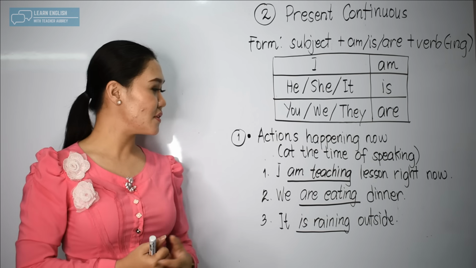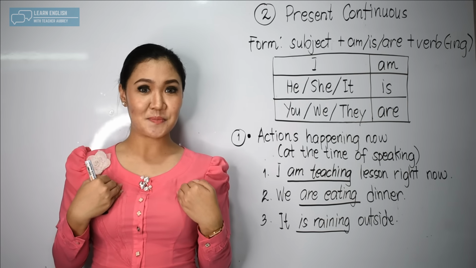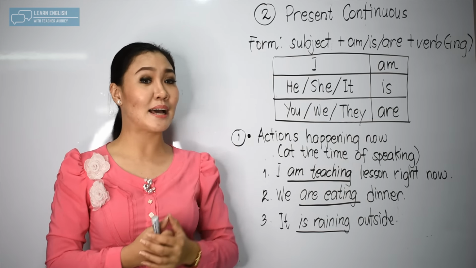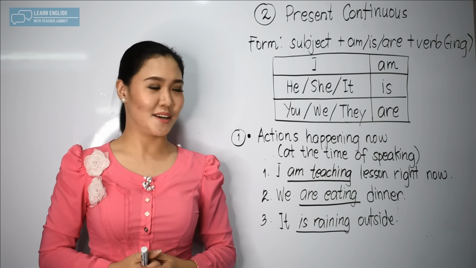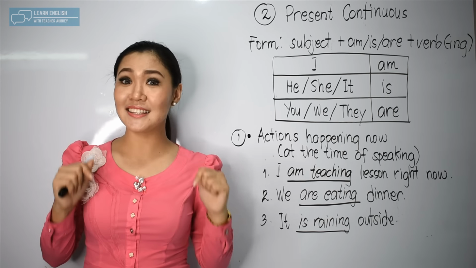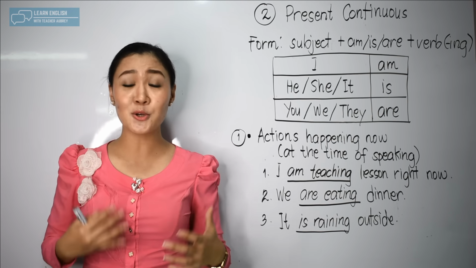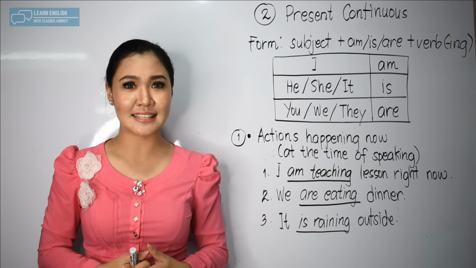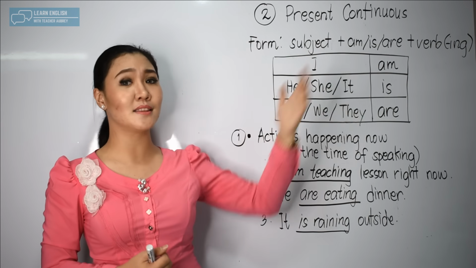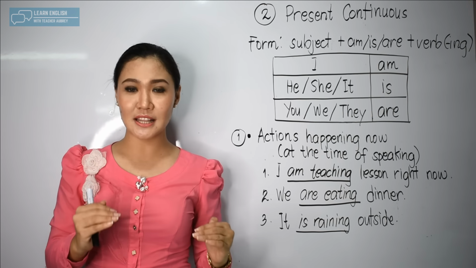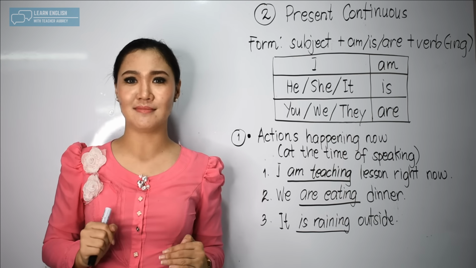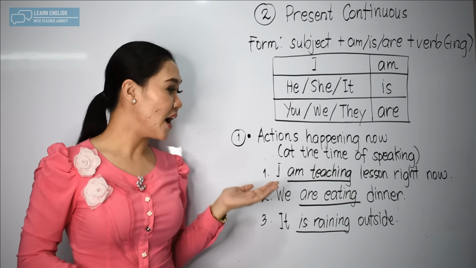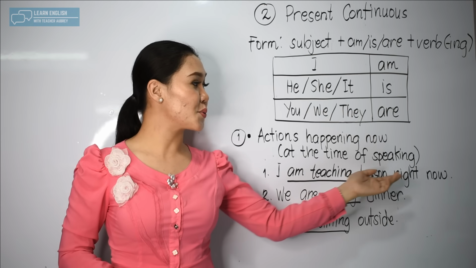The first one we have is I. Dahil ang subject ay I, ang ginamit natin ay am. I am teaching lesson right now. Kasalukuyan kong ginagawa itong pagtuturo habang ako ay nagsasalita. Kaya naman ang ginamit ay present continuous. Kasalukuyan kong ginagawa ang pagtuturo ng lesson o ng aralin ngayon habang ako ay nagsasalita. I am teaching lesson right now.